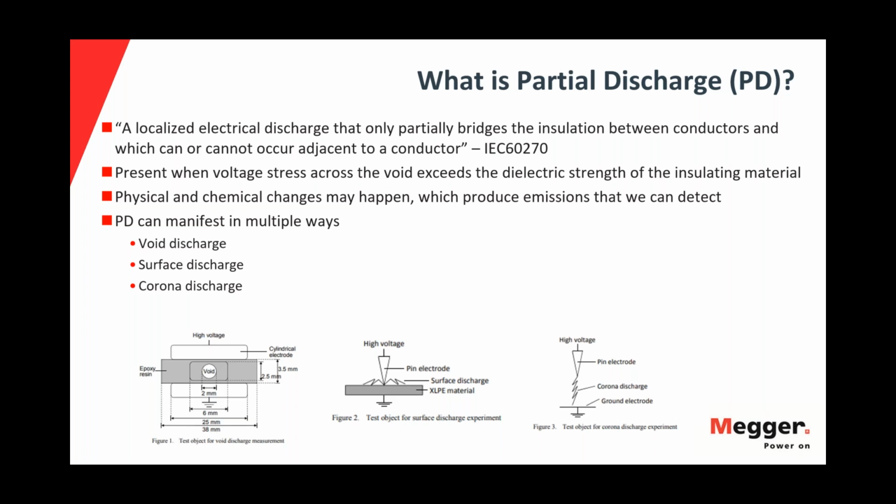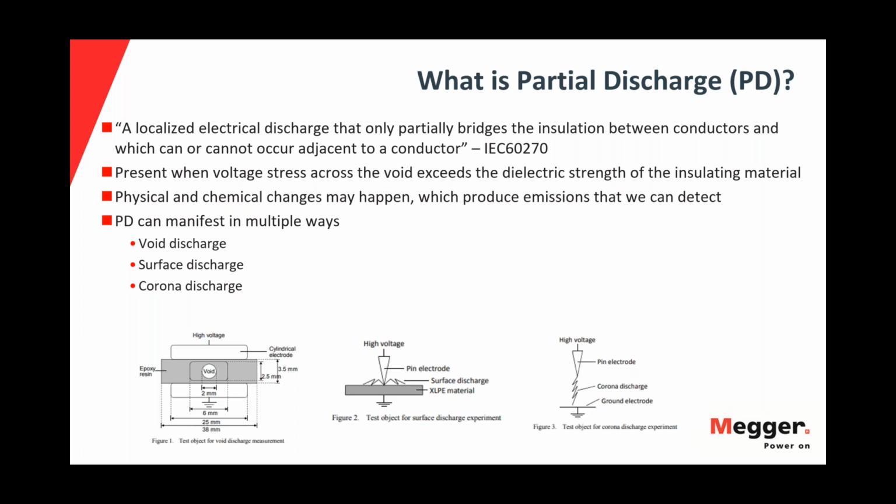Basically, PD presents when there is a high voltage stress across the void exceeds the dielectric strength of the insulating material. Due to PD, physical and chemical changes may happen. So due to this physical and chemical changes as a result of PD, it will produce emission that we can detect.